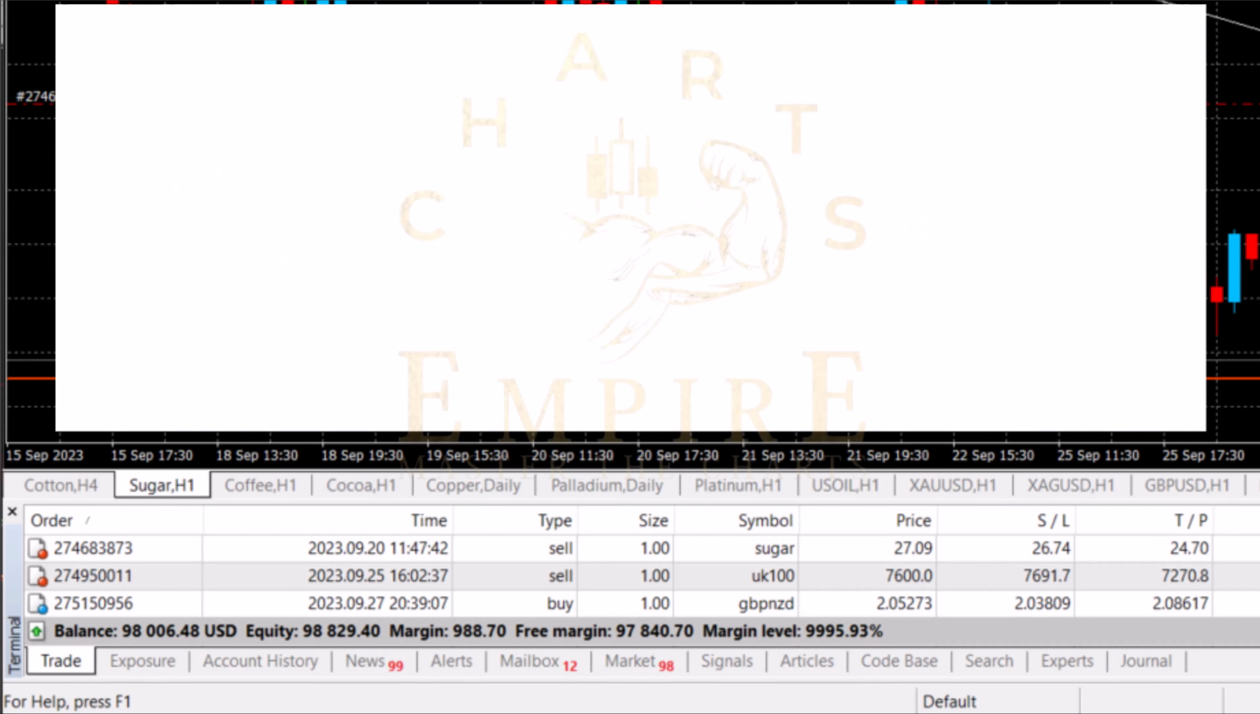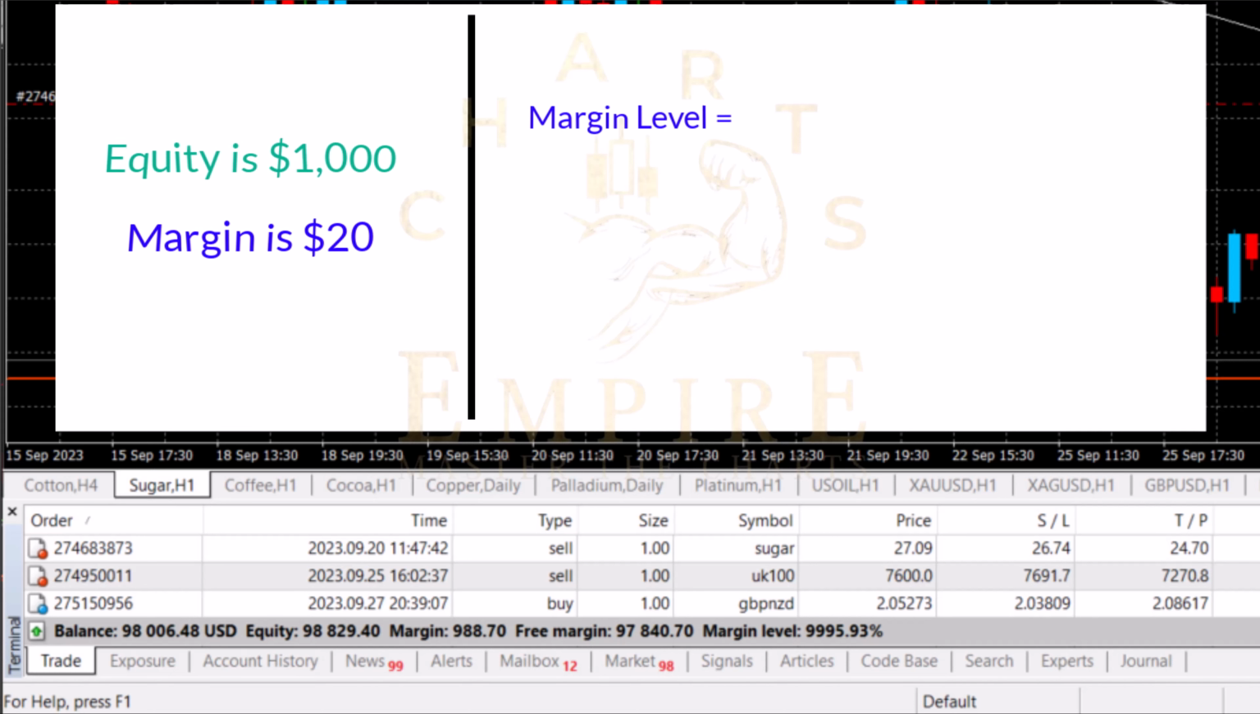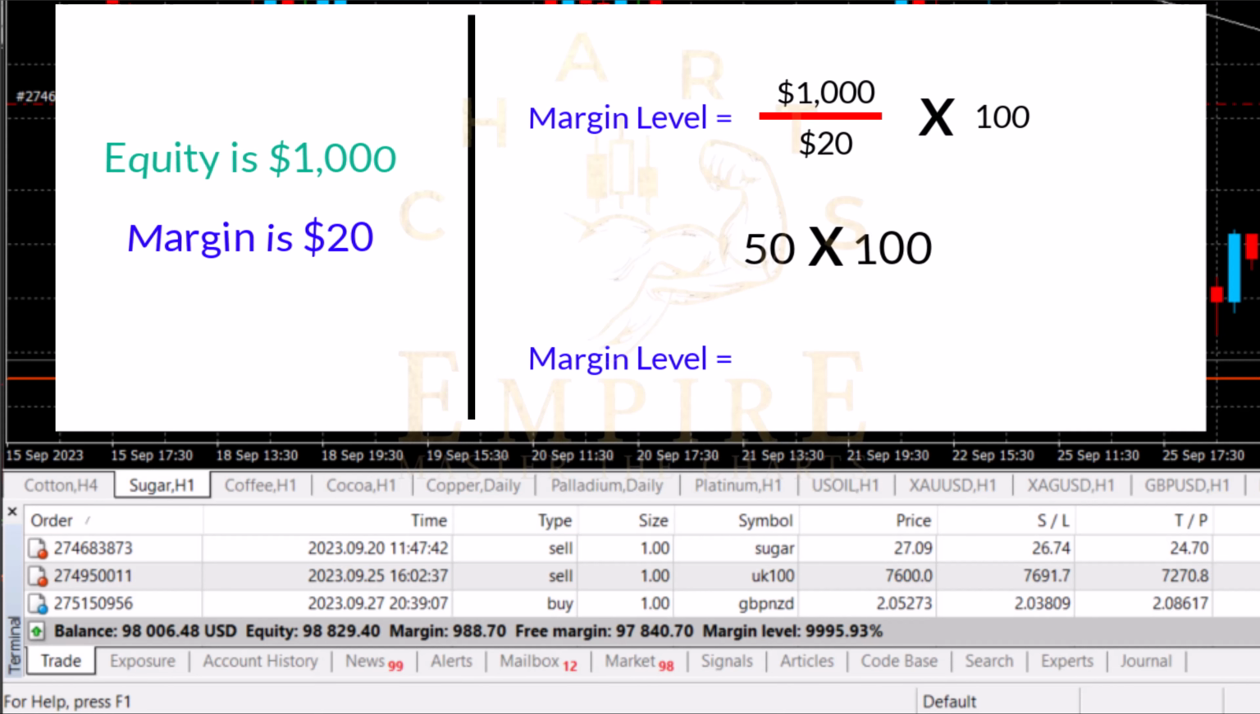For a better understanding of how margin level is derived, let's make another calculation. For instance, if your equity is $1,000 and your margin is $20, that means margin level equals 1,000 divided by 20 multiplied by 100. $1,000 divided by 20 equals 50. 50 times 100 equals 500%.